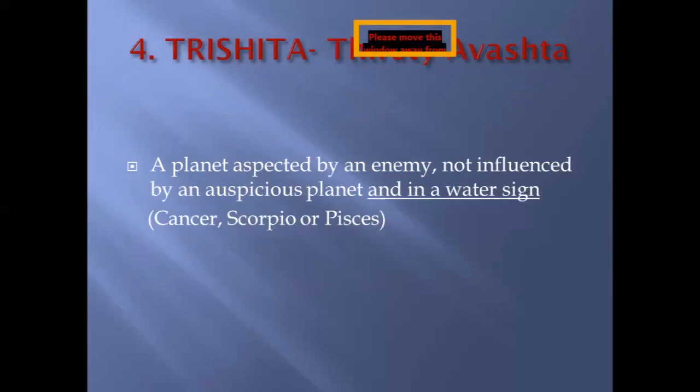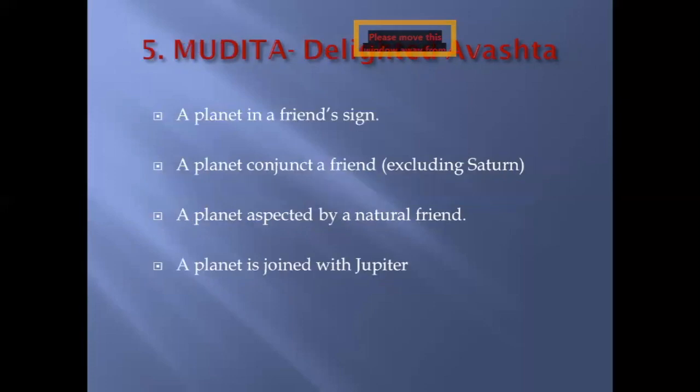Then we've got Trishita or thirsty Avastha. And that is when a planet is aspected by an enemy and not influenced by an auspicious planet. And this happens in a water sign. So it could be in Cancer, Scorpio, or Pisces. And Trishita is similar to starvation, but not as strong. So it's a planet aspected by an enemy and in a water sign. Yeah, it can only happen in a water sign.